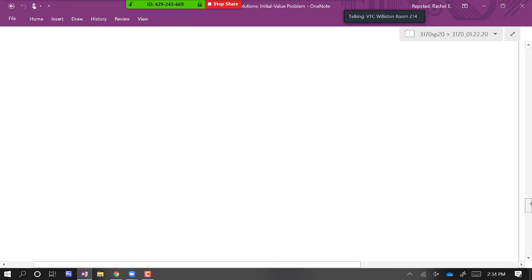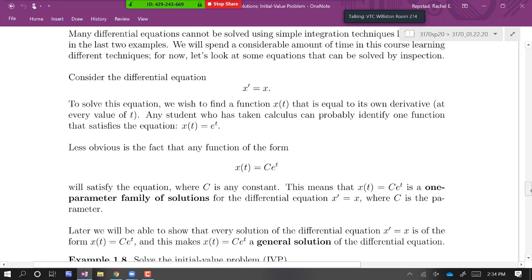So this is where we are. If we think about this differential equation right here, x prime equals x, we're looking for a function that's equal to its own derivative. And from Calc 1, we know a function equal to its own derivative is our favorite function, the exponential function with a natural base. It has to be the natural base.